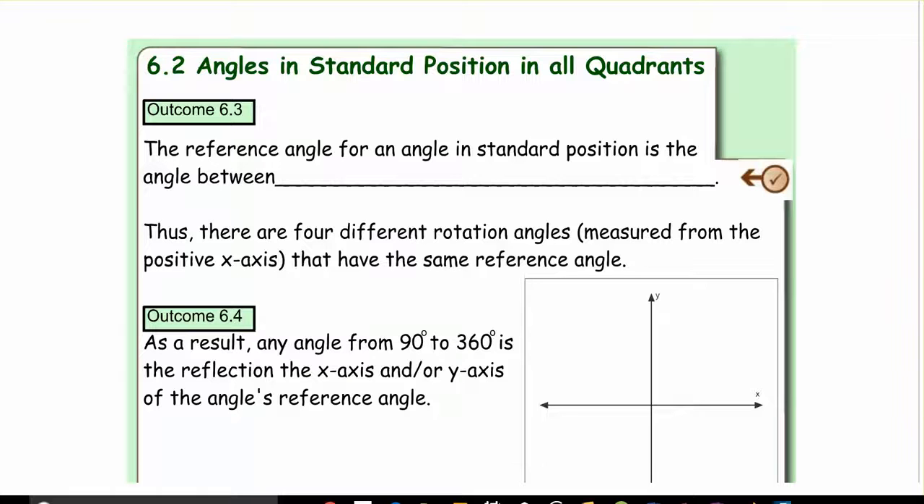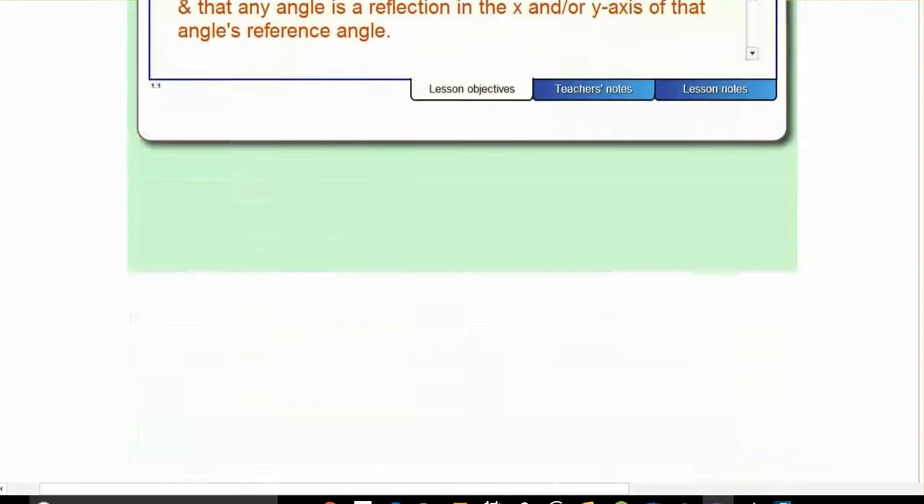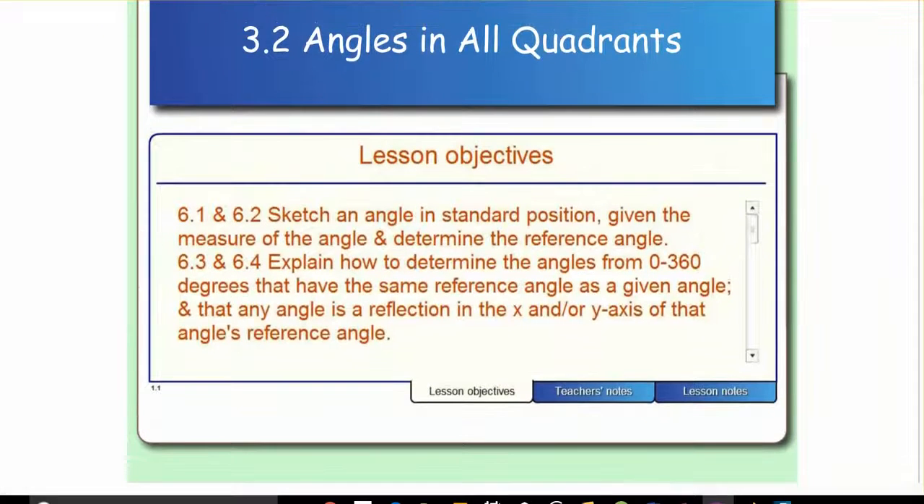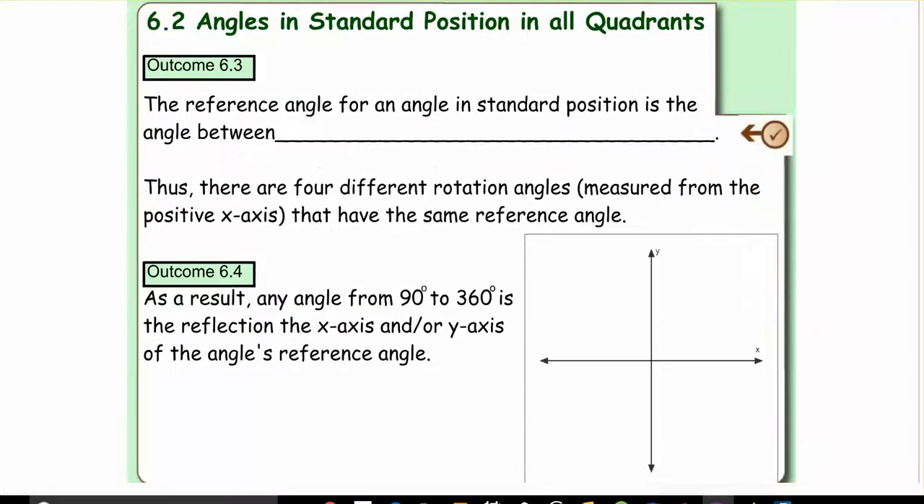Okay, welcome to lesson 2. Just scroll up here a little bit. Sorry. It's going to be angles in all quadrants, so 360 degrees, and you'll see what the difference is here in a minute. What we're going to need for these ones is to find the reference angle and then work from there. I'll show you what I mean by that.